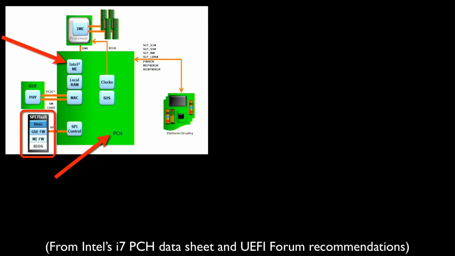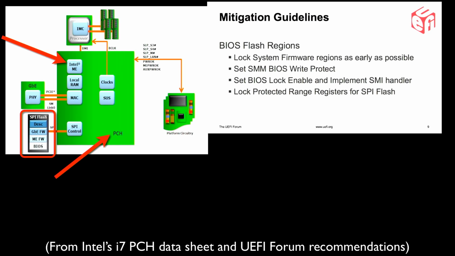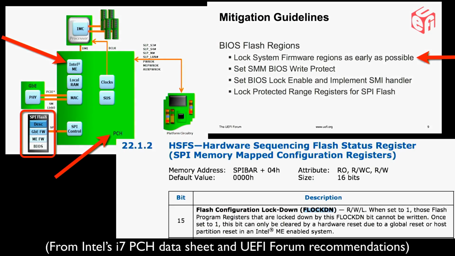When the system boots, the UEFI forum recommends that all of these regions be locked as quickly as possible. This is done via registers like flockdown that control access to the configuration and the read-write access, and they can only be cleared during a hardware reset. So this means that once the system is booted, you can't write to those parts of the ROM.